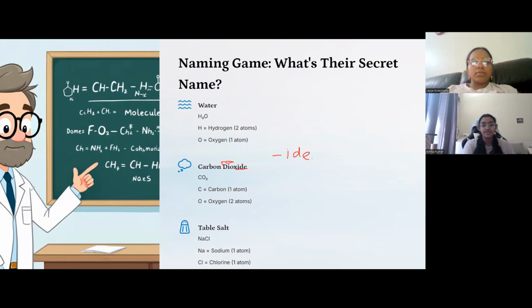And if you want, you can search up more examples and have a look at some simple examples and try to name them and make notes. And you can also comment down below what you think about it.